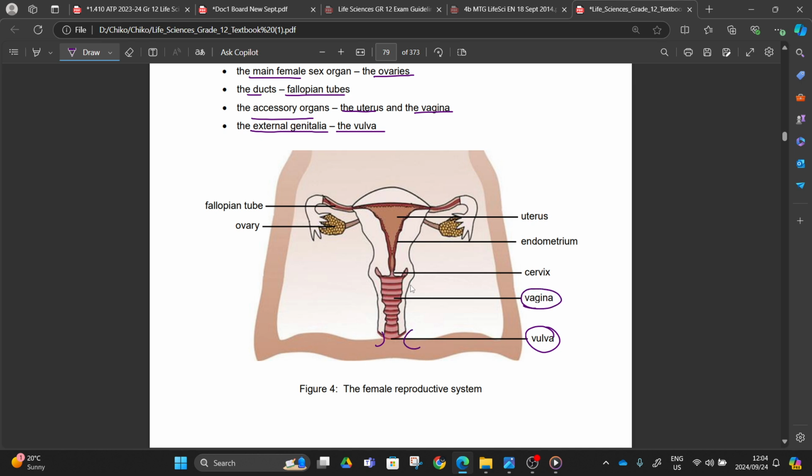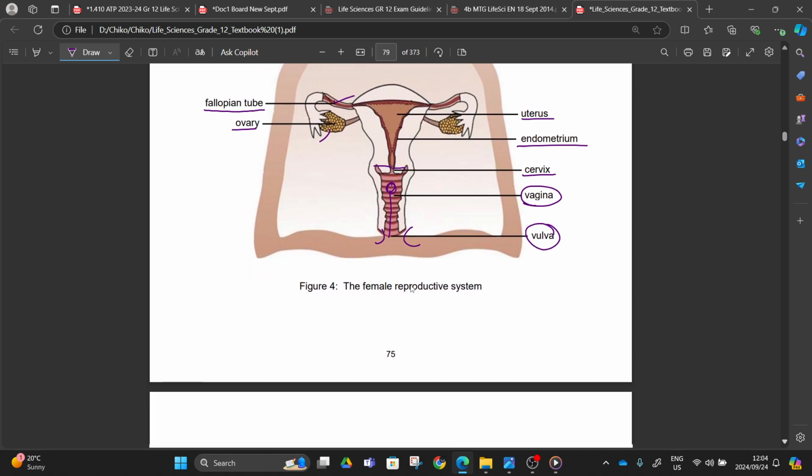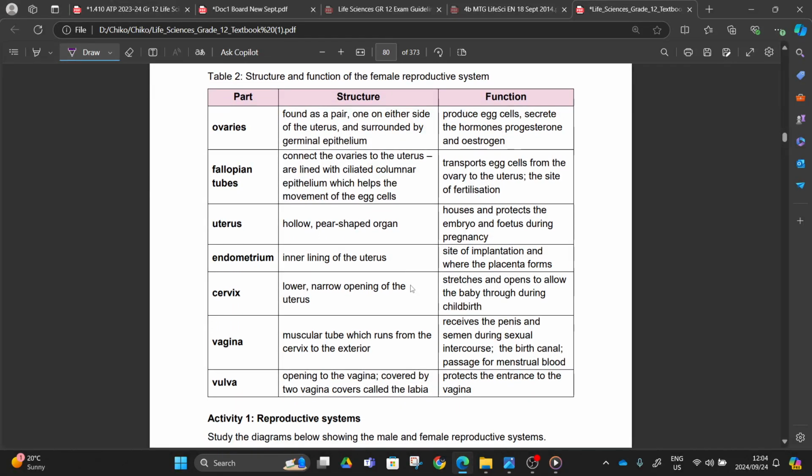Then we have a vagina where a penis is going to deposit those sperms. We have the cervix, which will open during childbirth. We have our endometrium, which is the lining of our uterus. We have our uterus, which houses our embryo or protects our fetus during development. We have our fallopian tube, which is the site of fertilization. We have our ovaries that produce our ovum or our egg, right? Those are the parts and those are the functions.